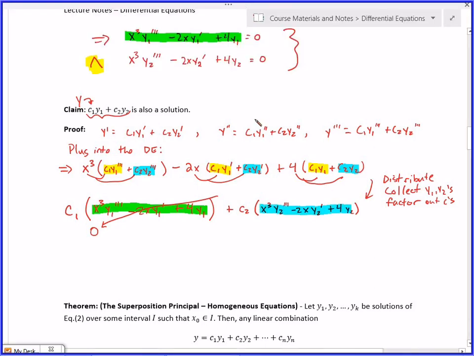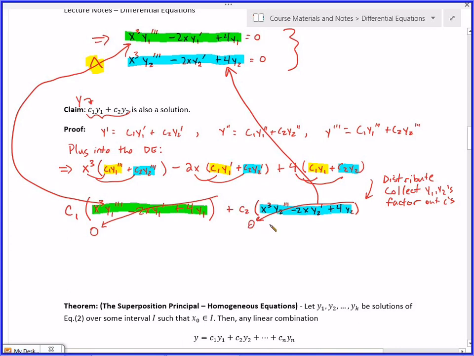How about this dude? This one is this one. Actually, what I really need is more arrows. Right? So C1 times 0 plus C2 times 0, which equals 0, which means it's a solution, right? So y equals C1 y1 plus C2 y2 is also a solution.